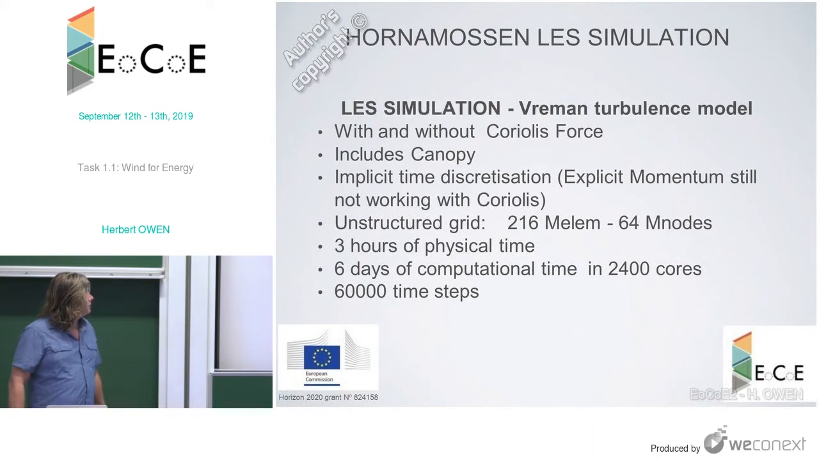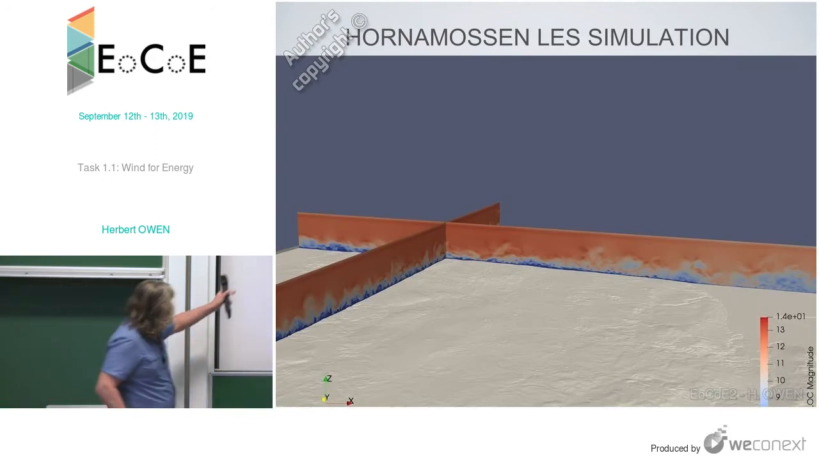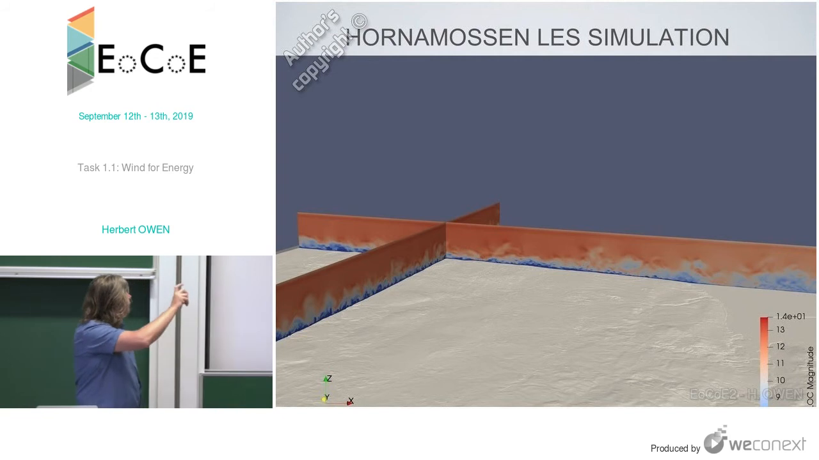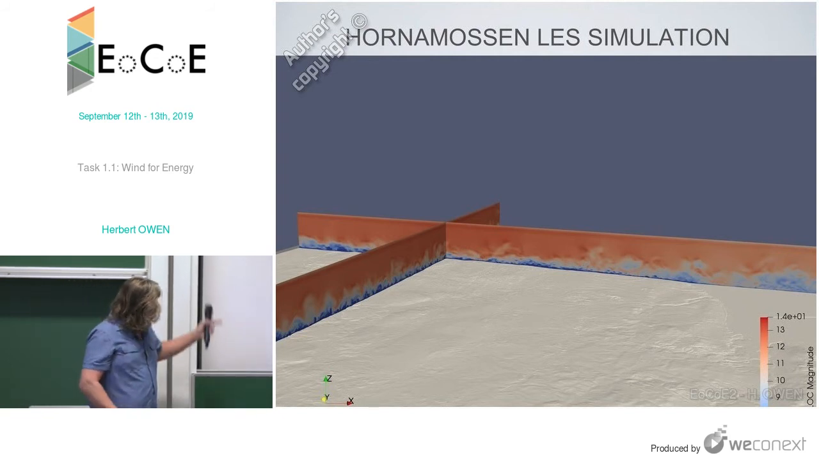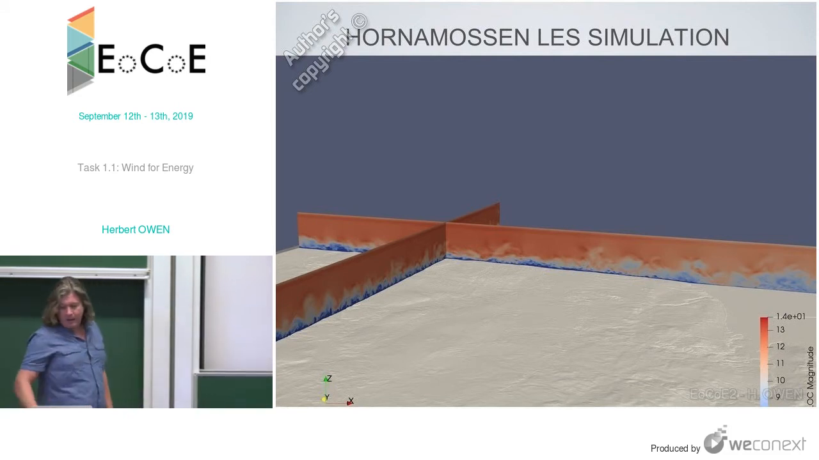We have used an unstructured grid with 216 million elements, and we ran 3 hours of physical time in 6 days of computation. So these are some of the results. Here you can see the complex terrain. There is a lake on that side. Well, this is the turbulent flow. We have used 2,000 meters of height, but we believe we will have to make the domain even a bit higher.